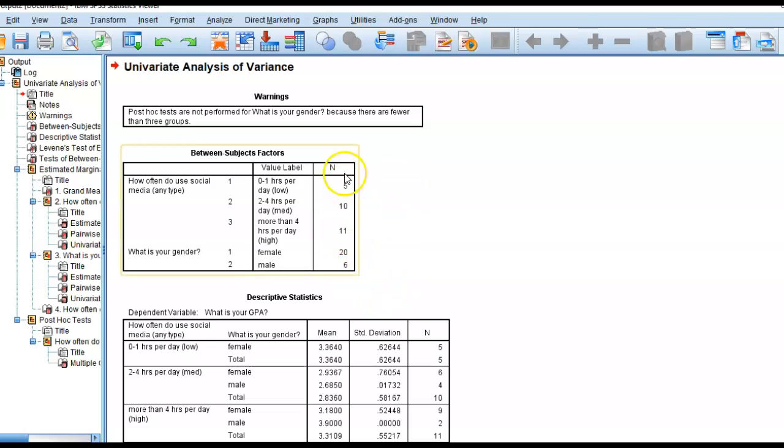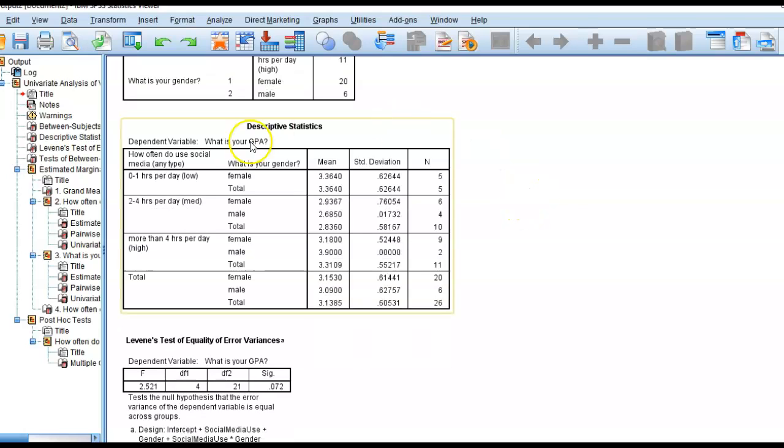This is just showing me the Ns that showed up in each group. Interesting, I have an empty cell here. That'll be interesting when we go to make the graph, but it's okay because your data might just turn out like this. What these descriptives are reporting is the mean GPA, our dependent measure, for females who use social media 0 to 1 hours per day. They had a mean of 3.36, standard deviation, etc. I had no males in that group though. The rest of them will break down by male and female.